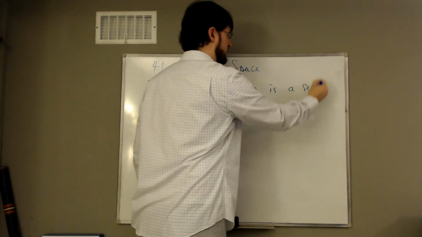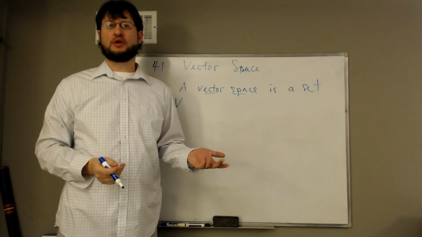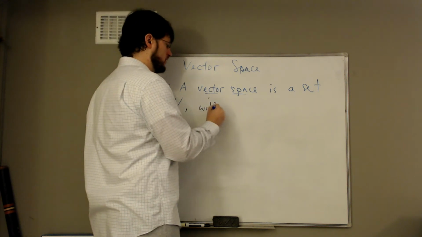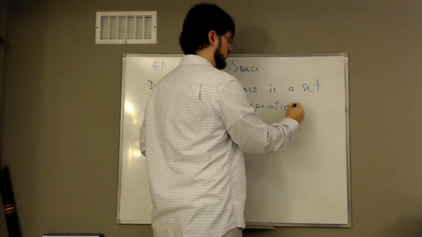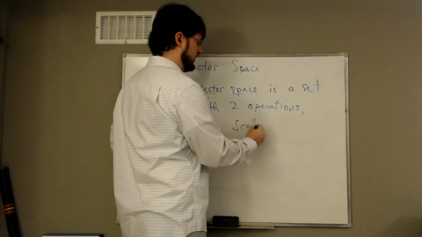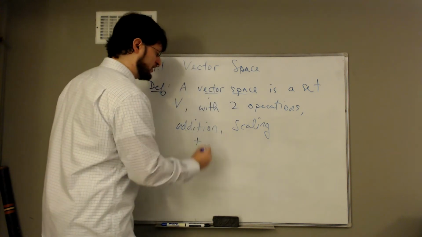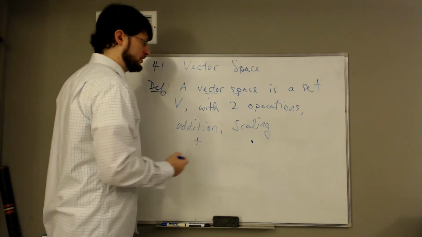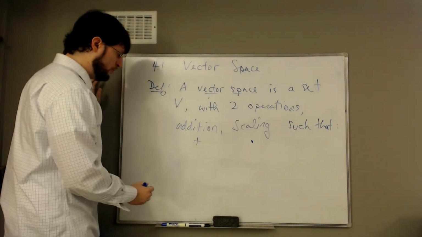Definition: a vector space is a set V, so it's just a set of objects. So for Rn, that's the lists of numbers. It's a set V with two operations, which we'll call addition and scaling. So addition, plus, and scaling, we'll call dot, times for now, and we'll see how that works, such that a whole bunch of things are true.